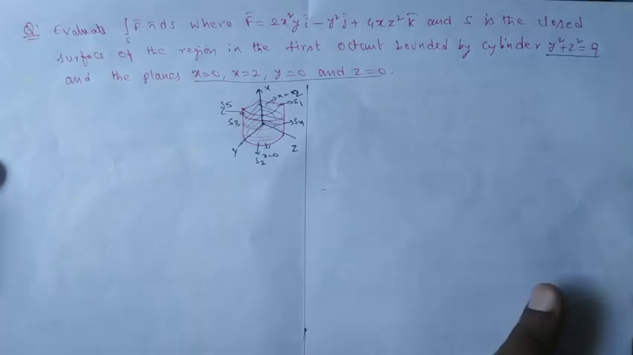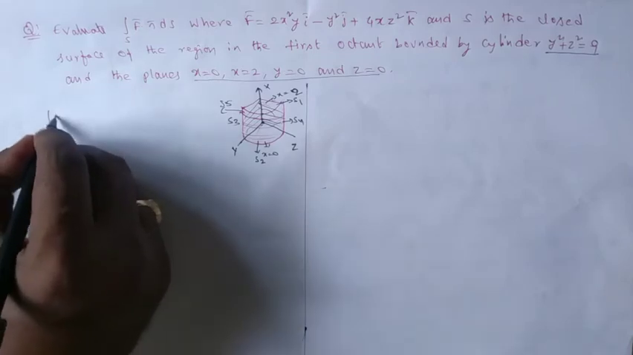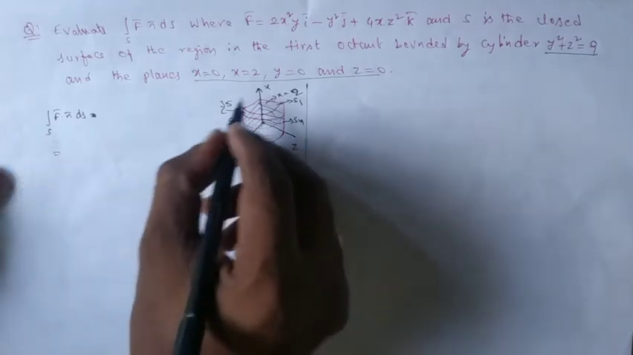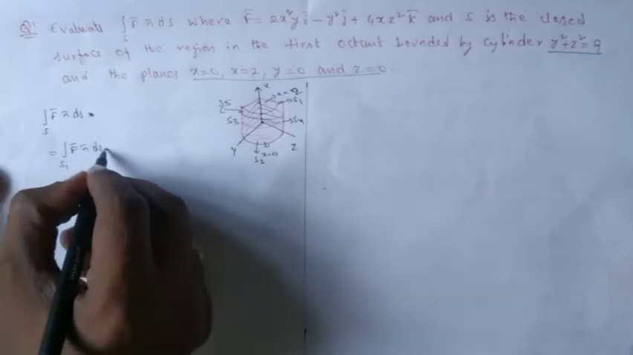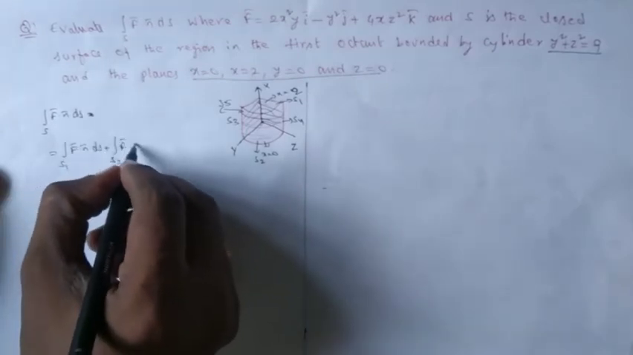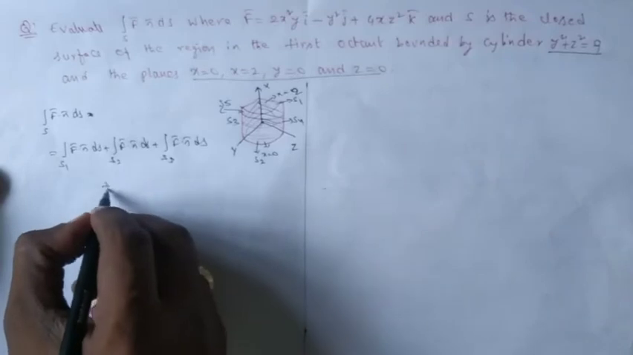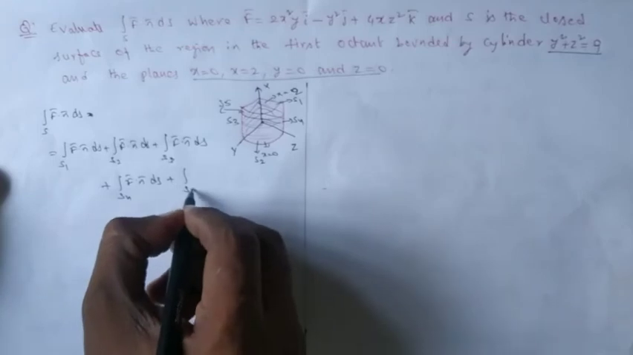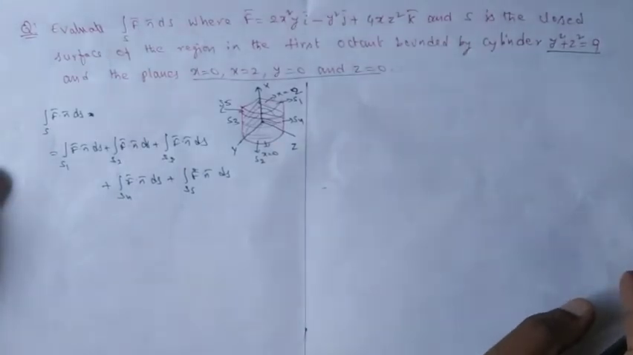So in order to evaluate this integration, we have to split it into a sum of integrations. See, the integral over S of F bar dot n bar dS now becomes, since S consists of these 5 surfaces, the integral over S1 of F bar dot n bar dS plus the integral over S2 of F bar dot n bar dS plus the integral over S3 of F bar dot n bar dS, likewise the integral over S4 of F bar dot n bar dS, and finally the integral over S5 of F bar dot n bar dS. So we should evaluate each surface and then sum all these integrations, and we will get the final answer.